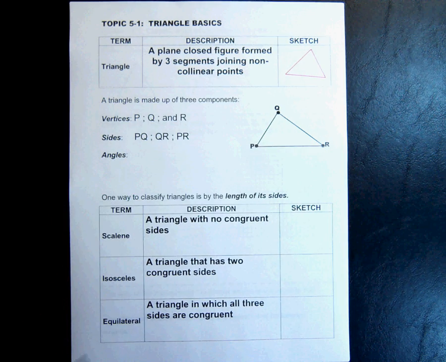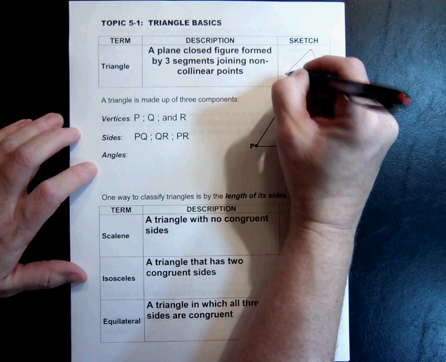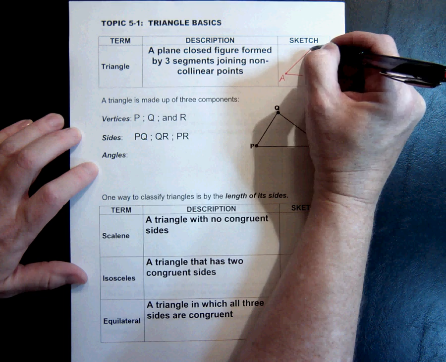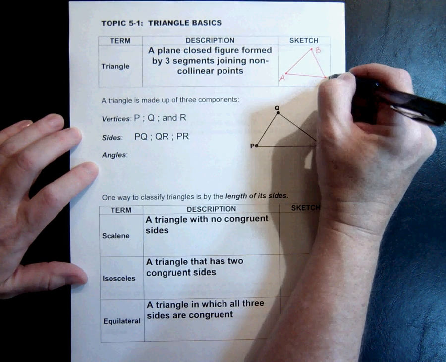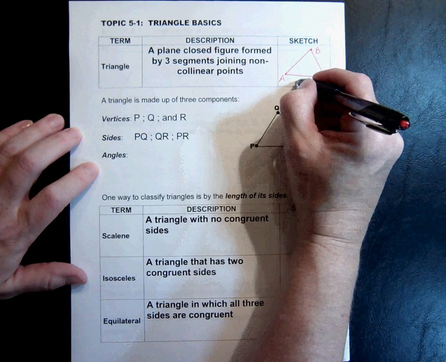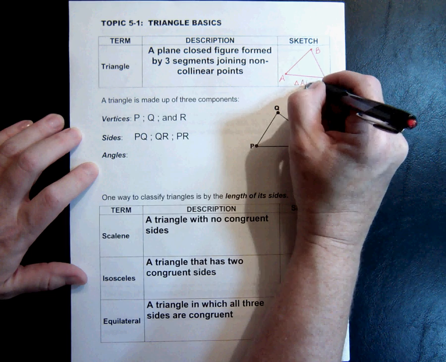Alright, labeling it is important. So if we're going to put some points on it, point A, point B, and point C, and you can actually name it with a small triangle, A, B, C.